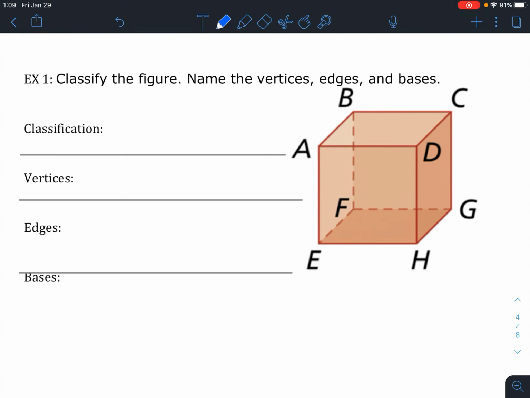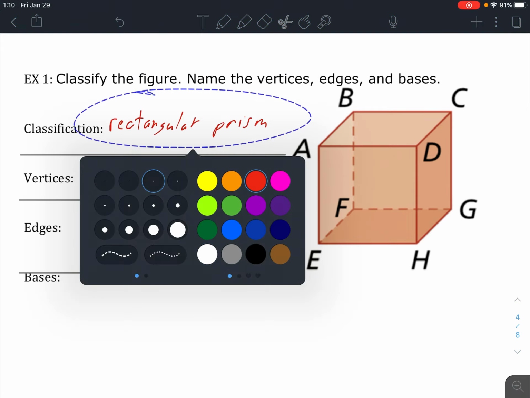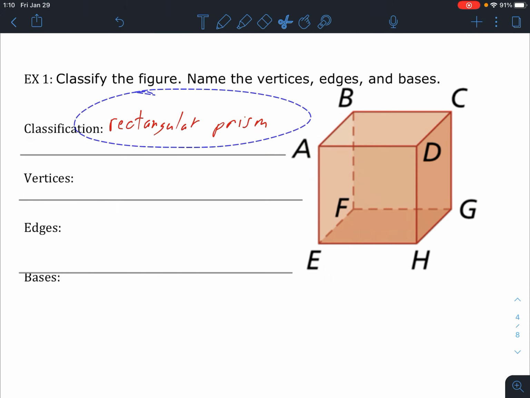All right, so we're going to start here by classifying this figure and naming the vertices, the edges, and the bases. All right, so the classification of this figure would be a rectangular prism. So some of you might say cube. It might be a cube. We don't know for sure that all the sides are the same, but it could be a cube. But we know for sure it's a rectangular prism.